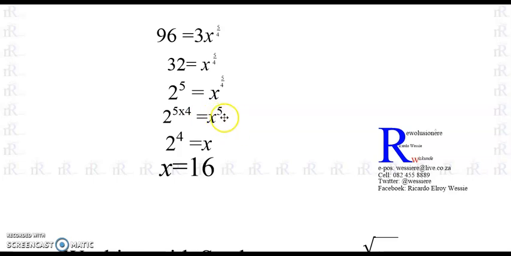Then I divide the exponents by 5 on this side and on this side, rather saying multiply with the reciprocal, which is 1 over 5. Same on this side, and the 5 will be cancelled out. I'm left with 2 to the power 4. Therefore, x is equal to 16.